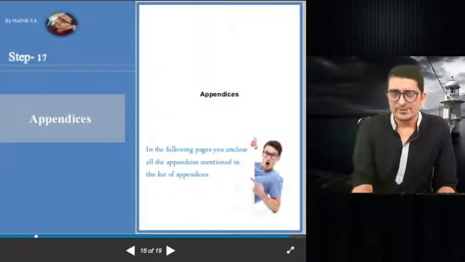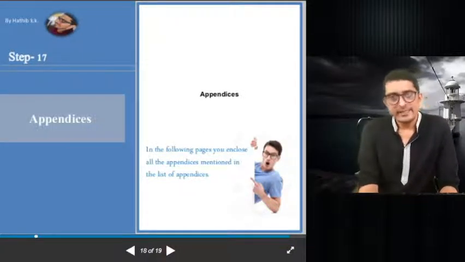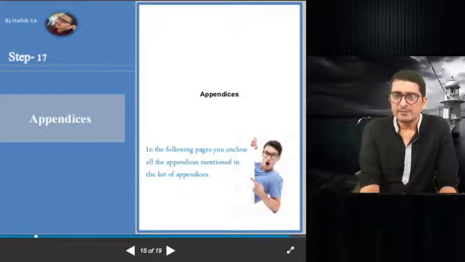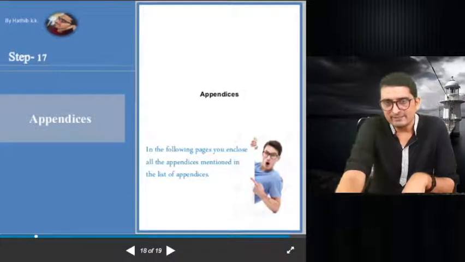Then appendices. And in this page, you can attach the items you have used for collecting data and such things. For example, a sample questionnaire, an unfilled questionnaire, then a sample questionnaire filled by one of the respondents, and such things can be attached here.